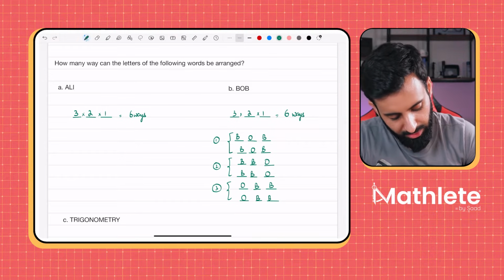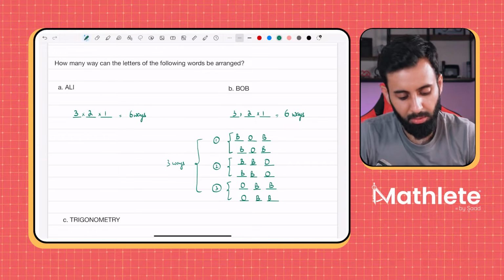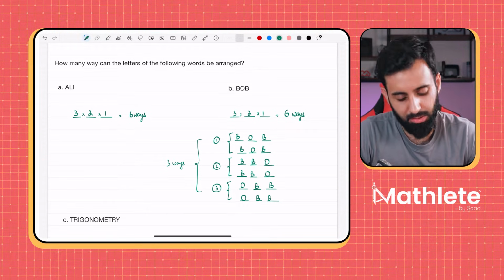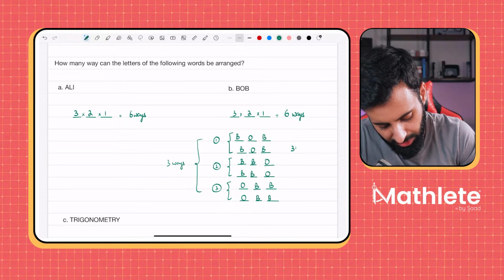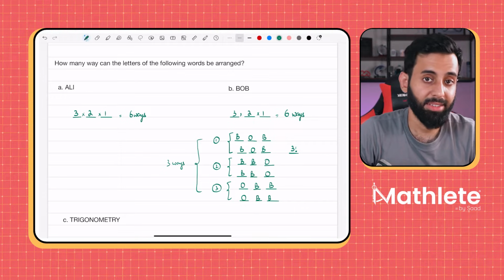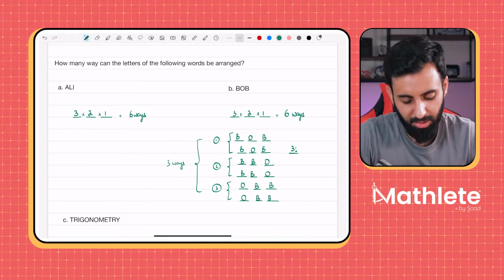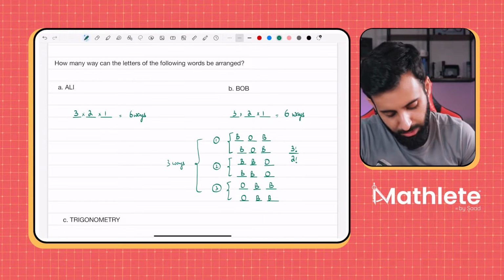And altogether, there are how many ways? There are 3 ways in which the letters of the word Bob can be arranged. Now, the question is, how do we do this without actually listing it down? Well, very simple. All you do is, in the numerator, 3 factorial. But in the denominator, since the B's are being repeated, you divide it by 2 factorial. Why are we dividing it by 2 factorial?